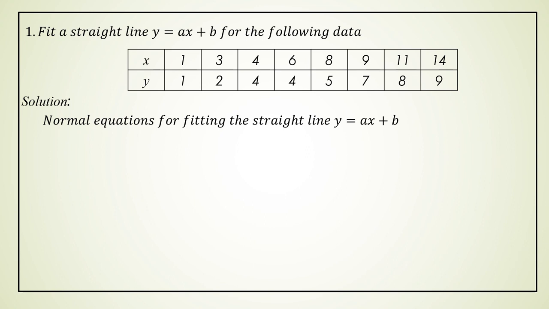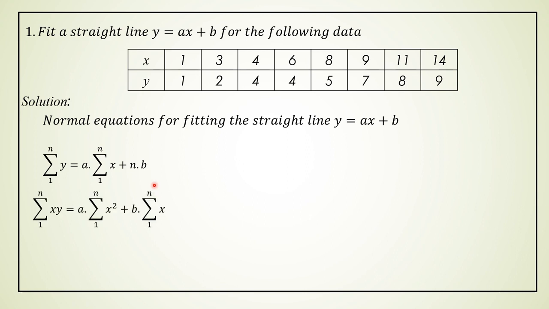The normal equations for fitting the straight line y is equal to ax plus b are, observe the curve over here, you have a into x plus b into 1. Therefore, multiply 1 throughout and take the summation of it to obtain the first normal equation. Therefore, the first normal equation is summation y is equal to a into summation x plus n into b.